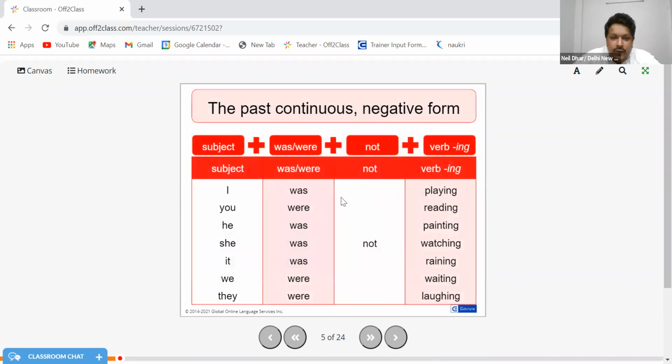Now let's look at some negative forms. I was playing, you were reading, he was painting, she was watching, it was raining, we were waiting, they were laughing. Negative form means we're not doing an activity. So I was not playing. You were not reading. He was not painting. She was not watching. It was not raining. We were not waiting. They were not laughing.